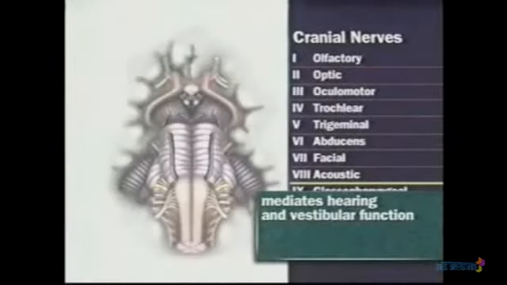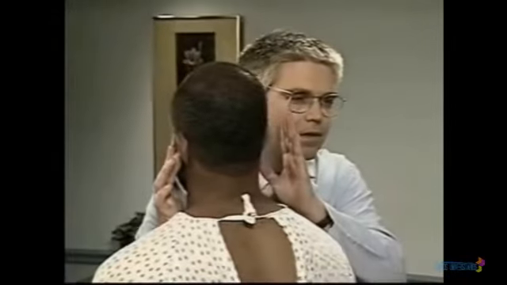Cranial nerve 8, which is the acoustic nerve, mediates hearing and vestibular function. Because vestibular function is not routinely tested, our exam will focus on hearing. To assess hearing, occlude one of the patient's ears with your finger, stand 1 to 2 feet away from the patient, and cover your mouth to prevent lip reading.